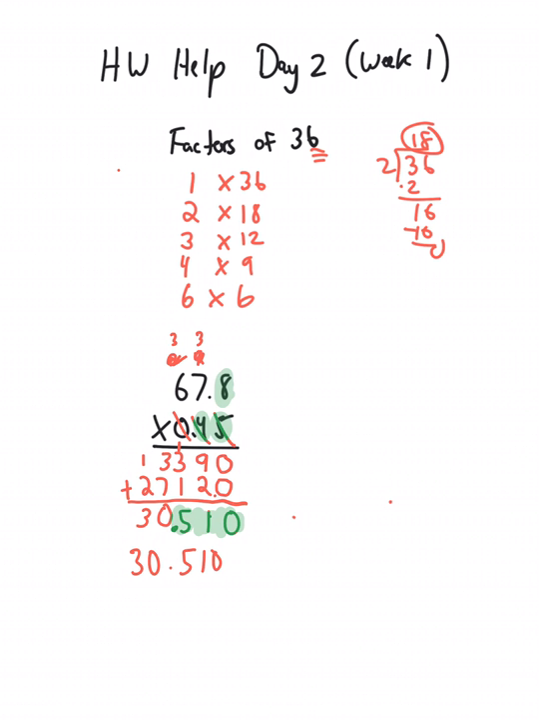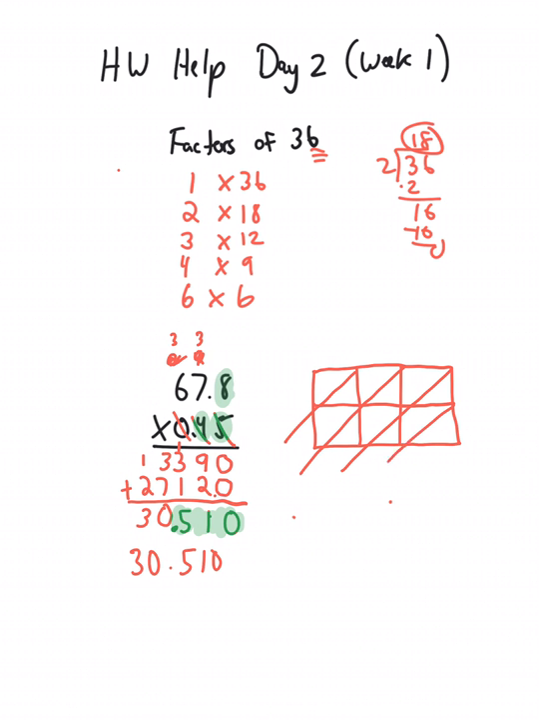Now, lattice I like a little better if you're a lattice person. So the first thing I'm going to do is draw my lattice. I'm going to ignore the 0 and the 0.45. I don't need that in my lattice. Now on top I'm going to write my 67.8. And on the side I'm going to write my 0.45.